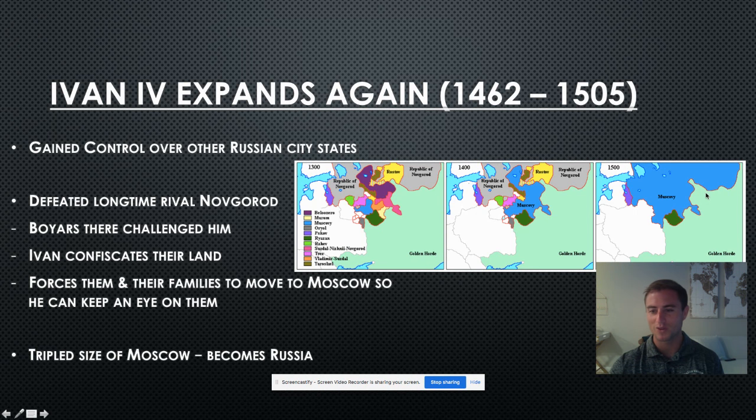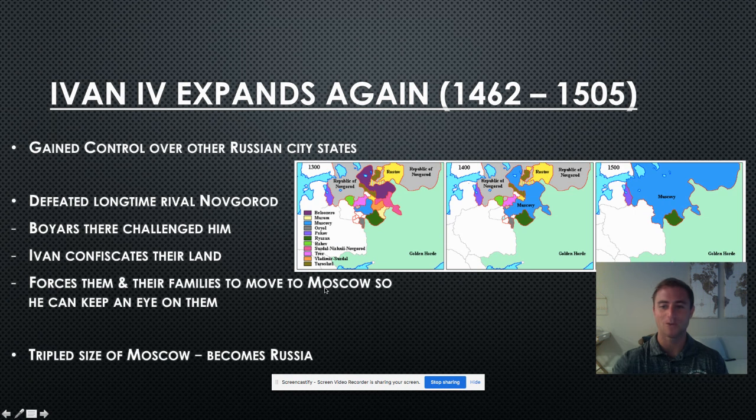But one of the things we learn about this process is while most Russian city-states are going to go quietly, Novgorod is not. They're going to challenge him. The boyars there are going to challenge them. So Ivan IV marches in with an army, he confiscates their land, and then he forces the nobles to come in and move to Moscow so that he can keep an eye on them.